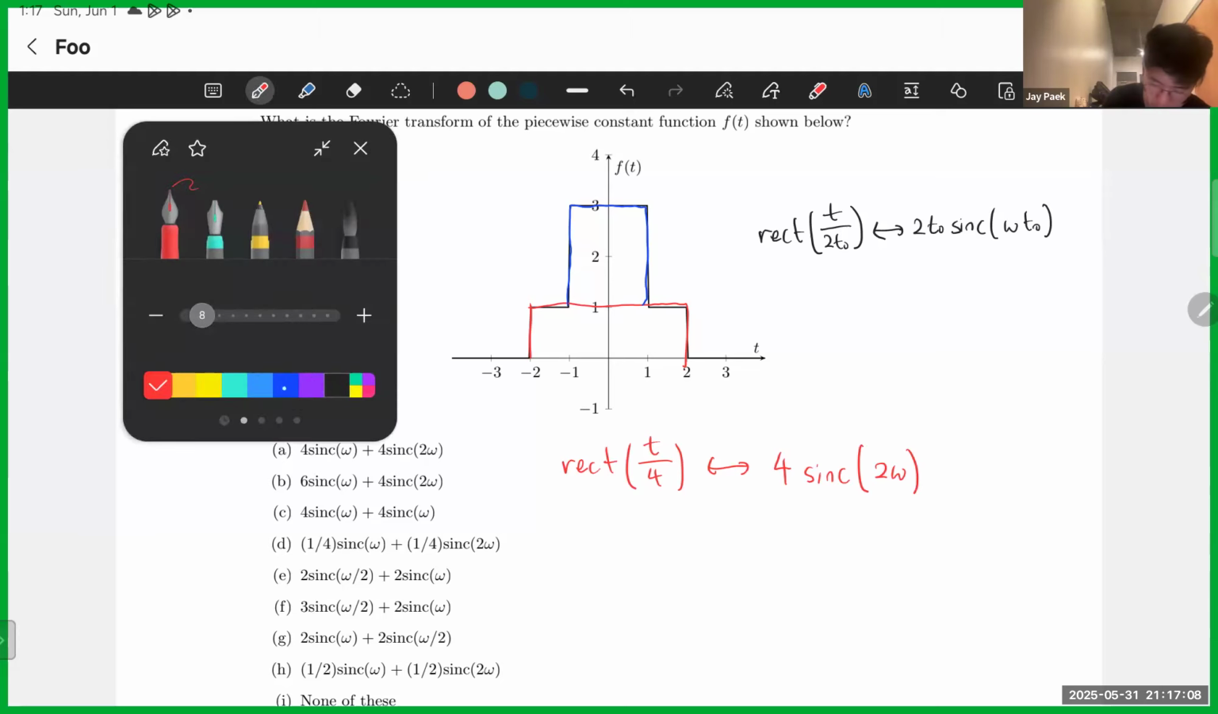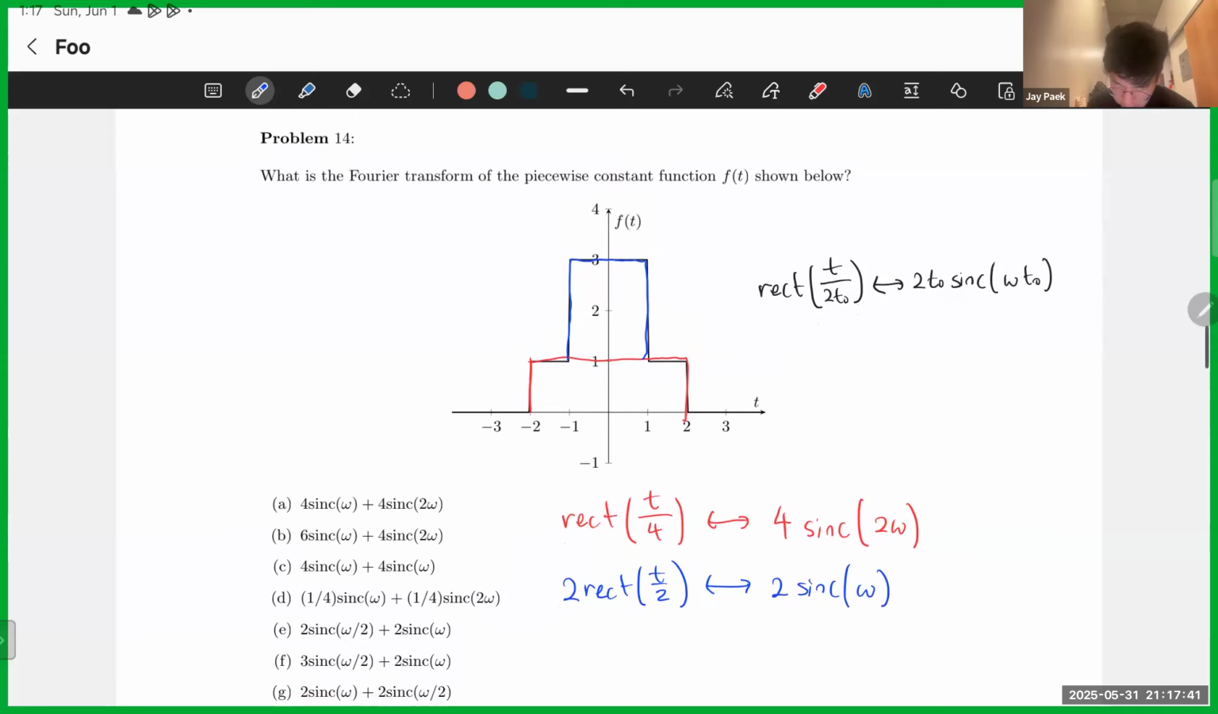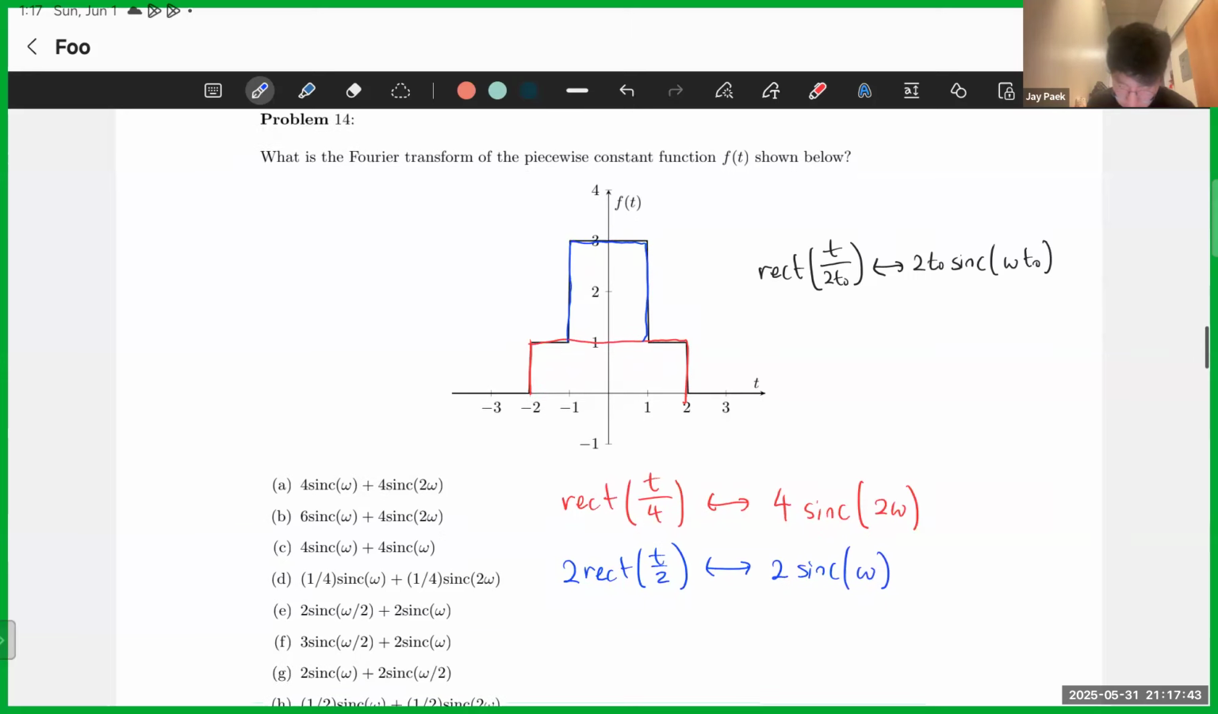And then the blue function is clearly 2 rect of t over 2 because it's width 1. Oh, it's width 2. Wait. Yeah, okay. Sorry, I confused myself for a moment. And we obtained that this is just 2 times sinc of omega. Clearly I'm missing something here. 2t, yada, yada, yada. Yeah, that should be right.